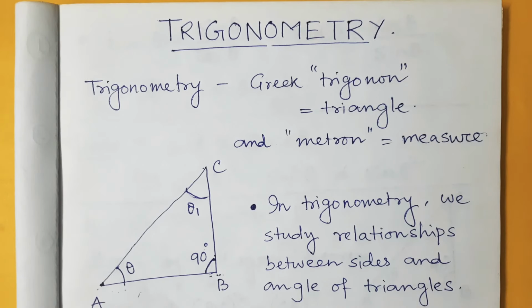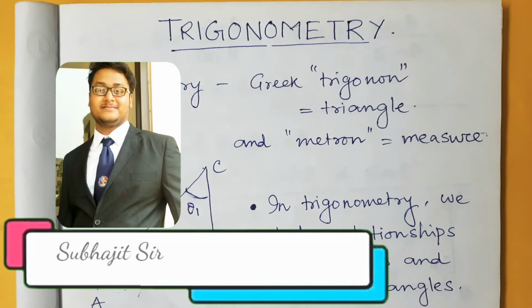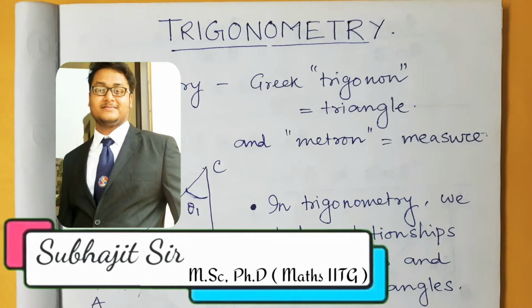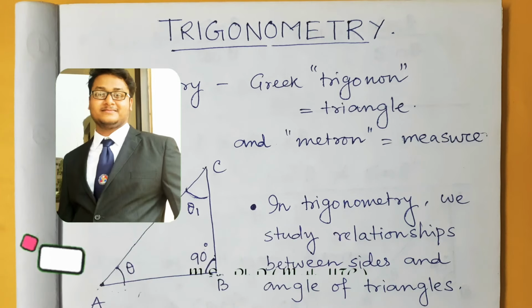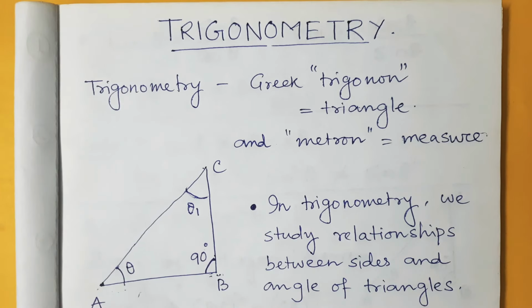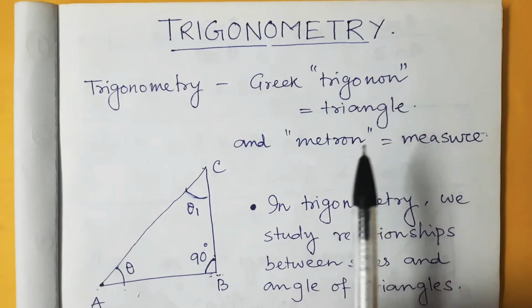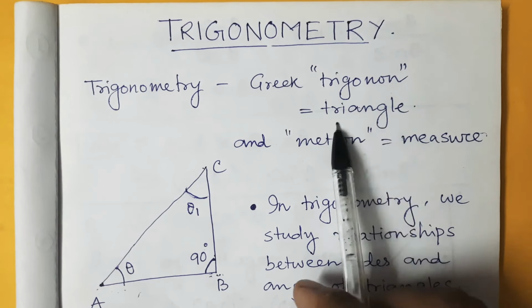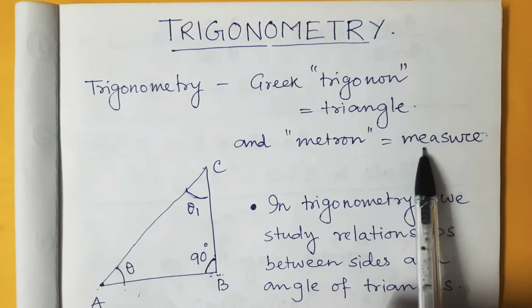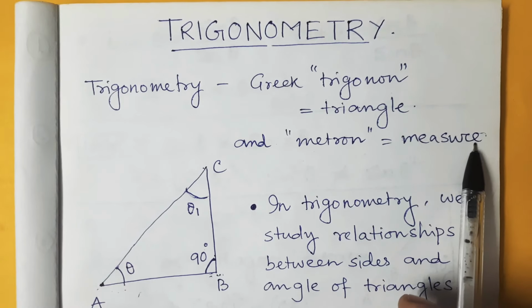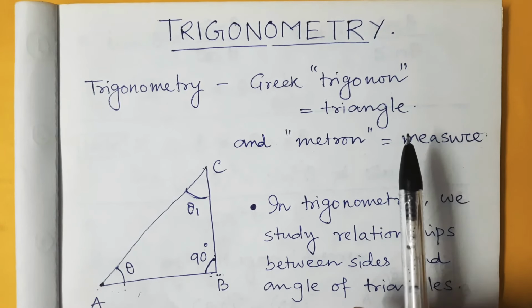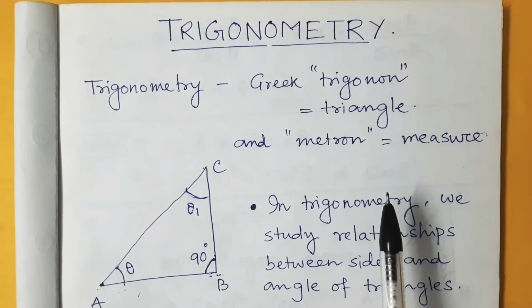Hi everyone, in this video we will see some basic formulas of trigonometry and we will start solving exercise number 17 from the Emil Agarwal book. So let's start. Trigonometry comes from the words trigonon and metron. Trigonon means triangle and metron means measure. So the triangle has a very important role in trigonometry.